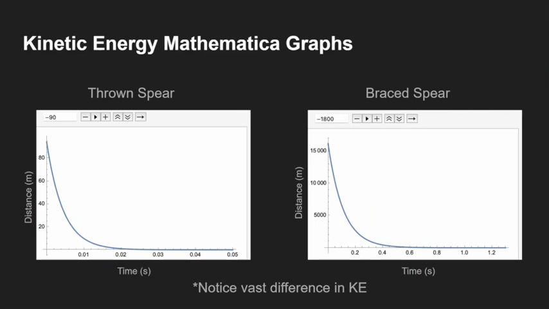Note we have a slight mislabeling error here. The y-axis on both these charts should be kinetic energy in joules, as what we next did was plot our kinetic energy versus time. Note we have a vast difference in the kinetic energy in the thrown spear system versus the braced spear system, as well as the kinetic energy in the thrown system decaying nearly 20 times faster than that in the braced spear system. So now that we have the modeling portion done, let's get into some of the actual results.